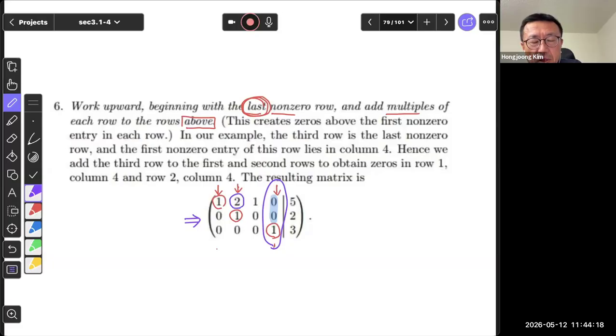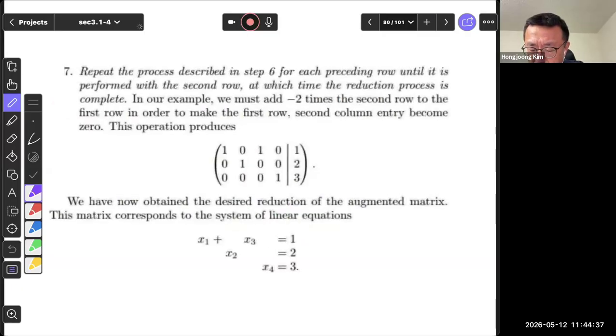And in that case, I need to perform the replacement again. So in order to change this 2 to 0, I need to multiply negative 2 to the second row and then add it to the first row. If you do that, you get 0. And then what will be the corresponding system of equations? This.